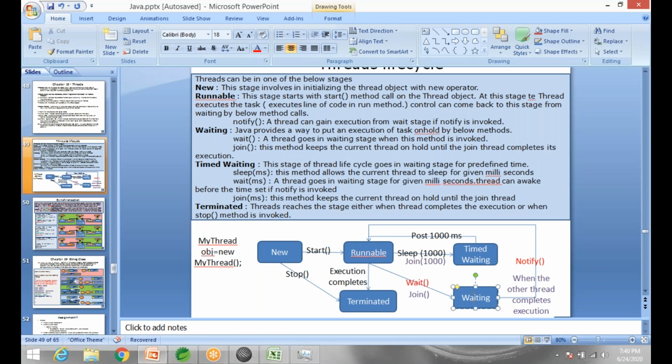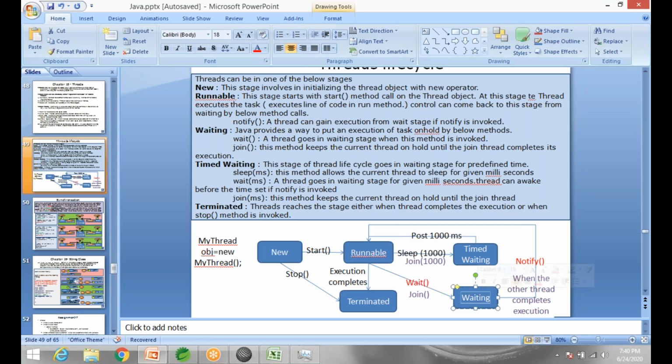So this requires two parts. Wait. Customer will wait until the other program notifies you. Okay, that's what the wait and notify combination is. For a timed waiting, there is no one to notify. If the store owner tells you to come tomorrow at 5 p.m. and pick your order, do you still wait for him to notify or call you? No. You don't. When the time is up, you just walk there, pick your order. So there is no need to notify or anything.